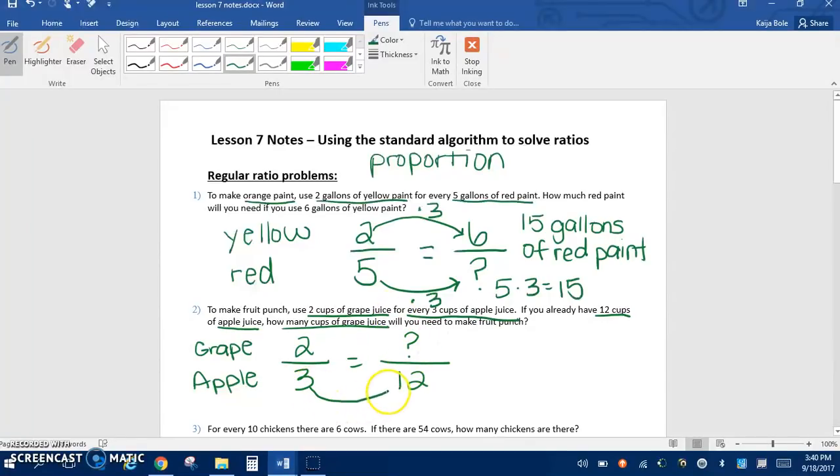Down here we're asking ourselves, 3 times what gives us 12? We know 3 times 4 gives us 12. So up here we also have to multiply by 4 to find our question mark. We know that 2 times 4 is 8. So our answer would be 8 cups of grape juice.